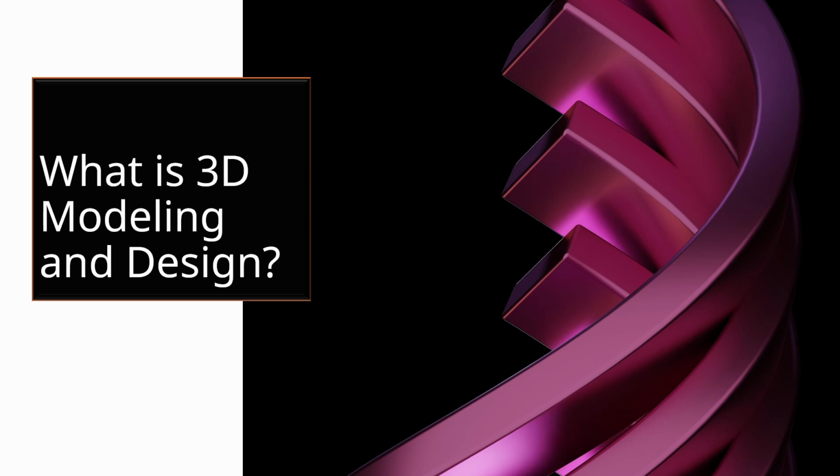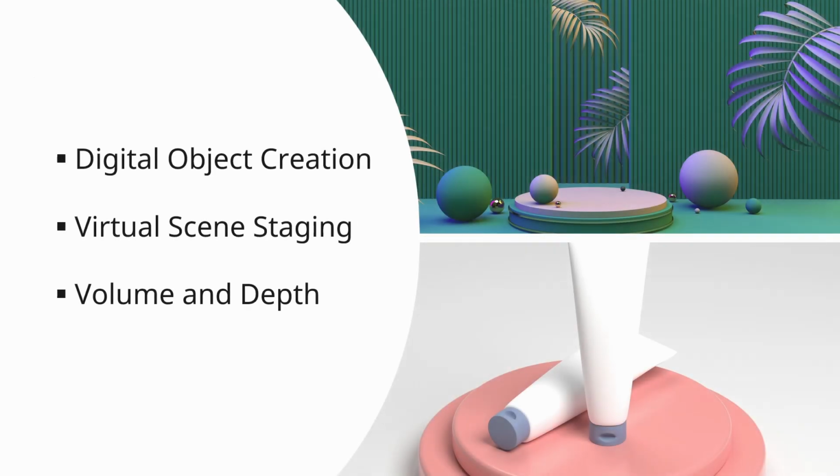So what is 3D modeling and design? Let's find out. 3D modeling and design is a process of creating objects in a three-dimensional space on a math-based plane, like X, Y, and Z. These represent the volume and the depth in a digital environment with specific software made for creating virtual realistic worlds and scenes.